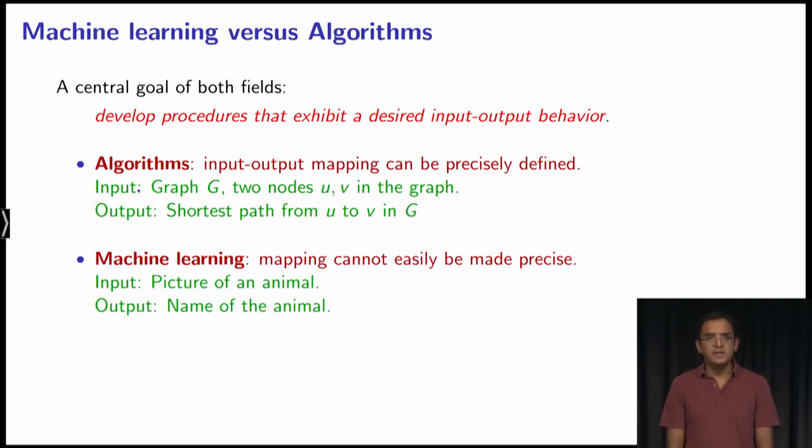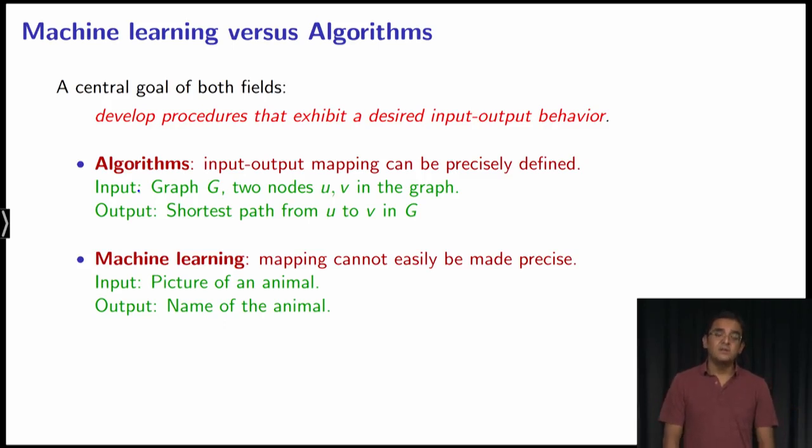In machine learning, we also want to come up with procedures that go from an input to a desired output. But the sort of problems that we are dealing with are of a different nature, so that it is very hard to list a precise set of steps that will get us to that output. For example, let's say the input is the picture of an animal, and the desired output is the name of the animal. What are some precise steps that will do this for us? It's hard to imagine. In fact, the problem isn't even precisely defined.